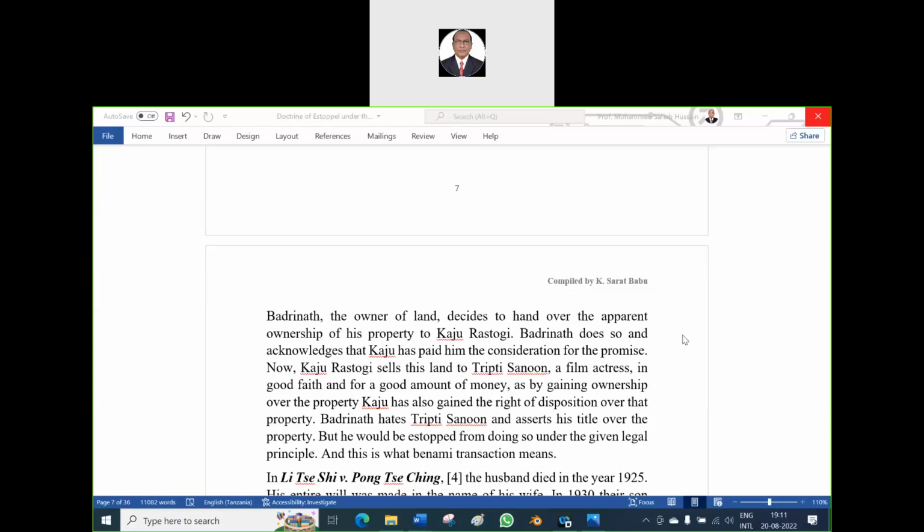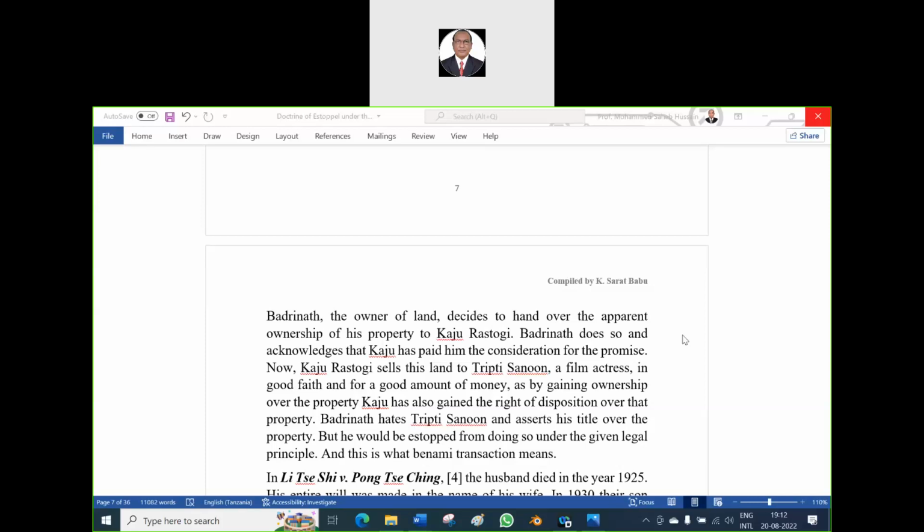So now Kaju Rastogi sells his land to Tripti Sanoon, the film actress. So here, Rastogi is the Benami. And in good faith and for a good amount of money, she, by gaining the ownership over the property of Kaju, has also gained the right of disposition over the property. So here Badrinath hates Tripti Sanoon, the actress, and asserts his title over the property. But he would be stopped from doing so under the given legal principle, and this is what Benami transaction means.